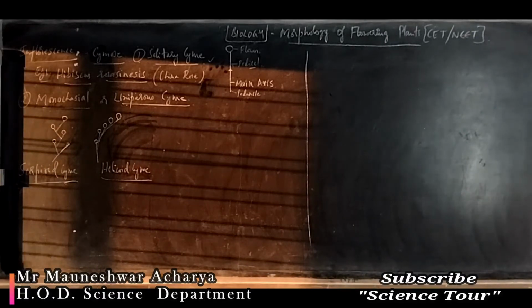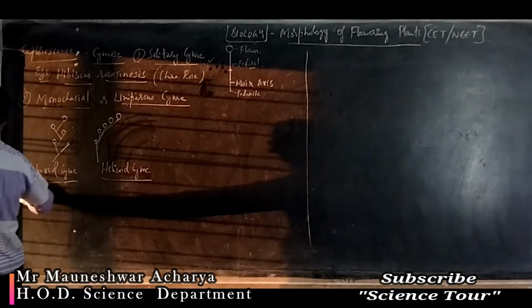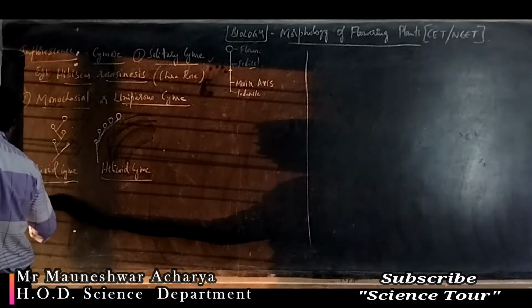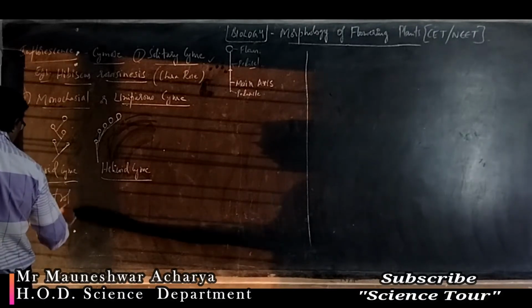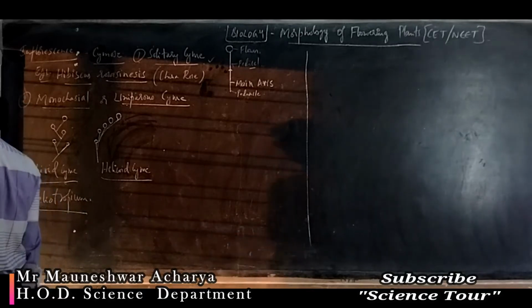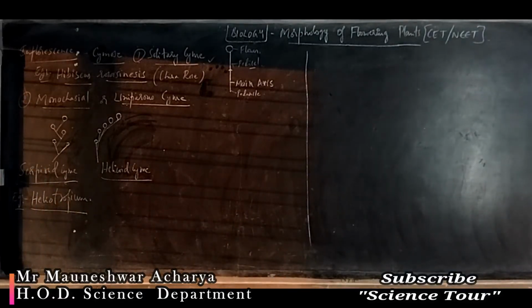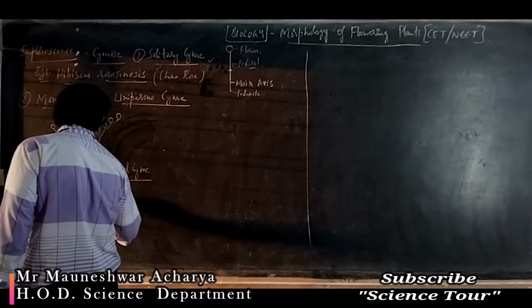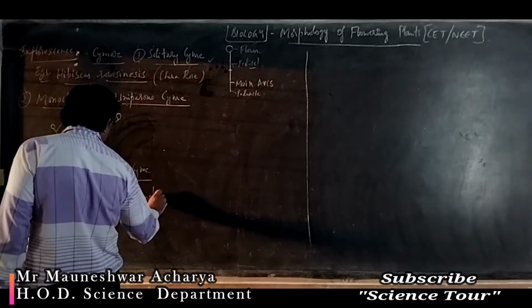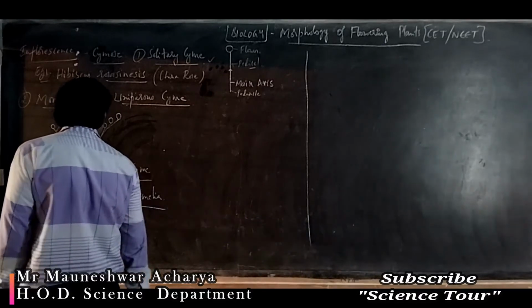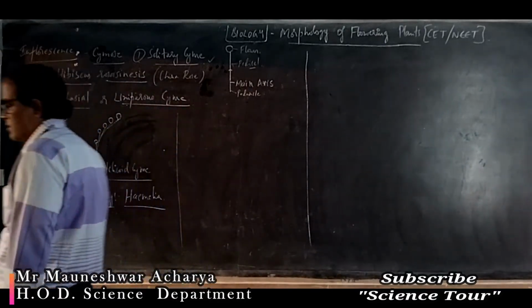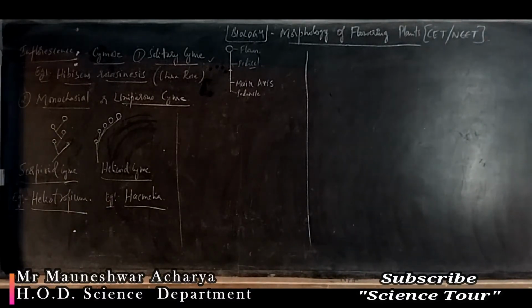Okay, so an example for scorpioid is Heliotropium. Example for scorpioid is Heliotropium. Then the example for helicoid is Hymenaea. Example for helicoid is Hymenaea. Heliotropium and Hymenaea, these are the examples. So note down students, mark it as important, important for exams like CET and NEET.